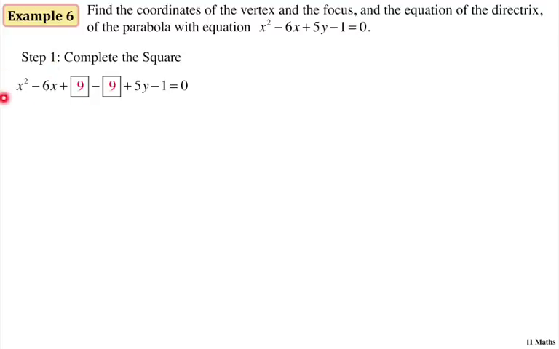Focusing on the first 3 terms, numbers that multiply to give 9 and add to give -6 will be half of -6, so -3 and -3. So you get (x minus 3) in brackets squared. They come from those first 3 terms. Minus 9 plus 5y minus 1 are leftovers. The -9 and -1 give -10. We can move that over to the right hand side.